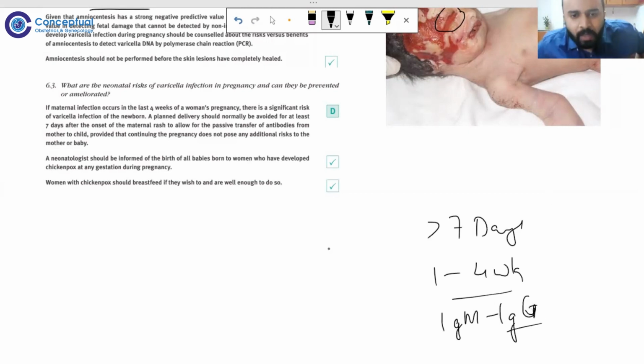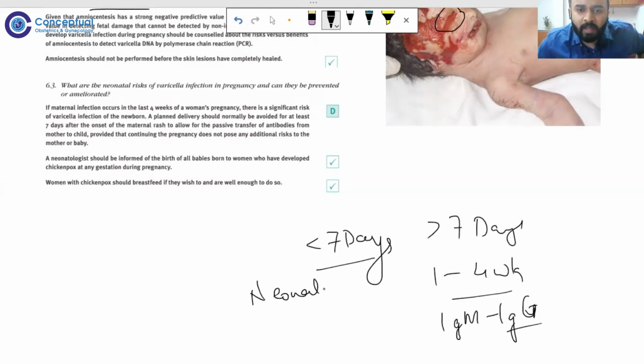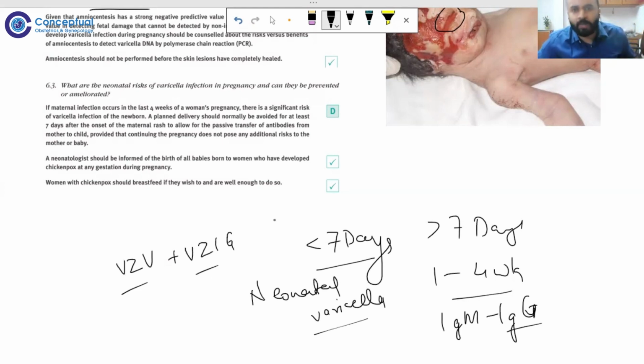But if it is being delivered within 7 days, as was the case in my patient, this baby is at a very high risk of developing neonatal varicella, which will have very similar manifestations to the one that I showed you with fetal varicella. To prevent this, I'll be doing something that I similarly do with patients who have hepatitis B. I'll be giving this baby VZV active immunization after delivery, plus VZIG, that is varicella zoster immunoglobulin, will be given to this baby after delivery.